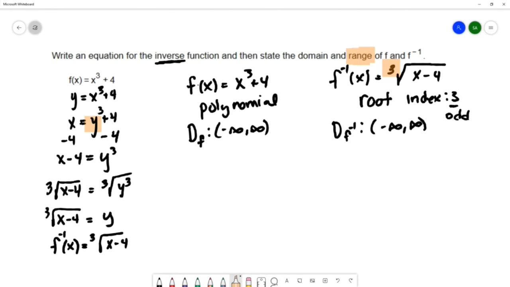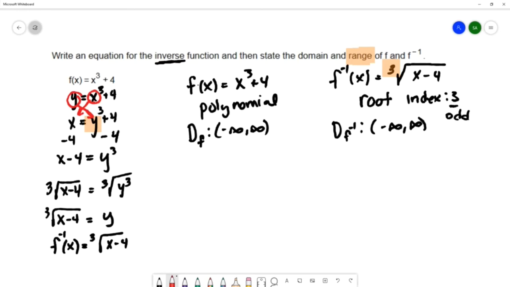Now we also want to find the range of f and f inverse. We don't have as many strategies for finding the range like we did the domain. But if you'll remember, what we did earlier is we switched the x and the y. So what we know about inverses is that the x and the y switch. Domain are the x's, range are the y's. So if we switch the x and the y, the domain and range also get switched.